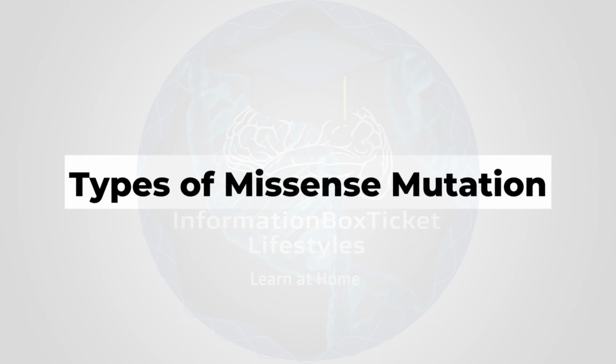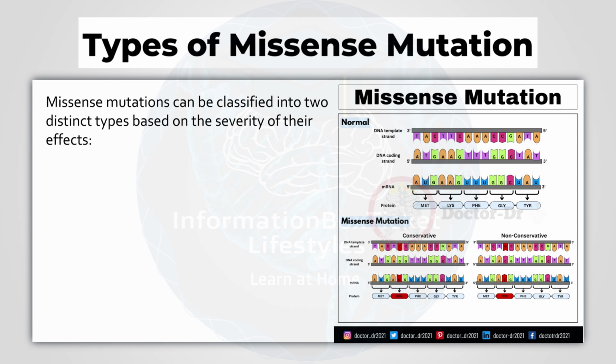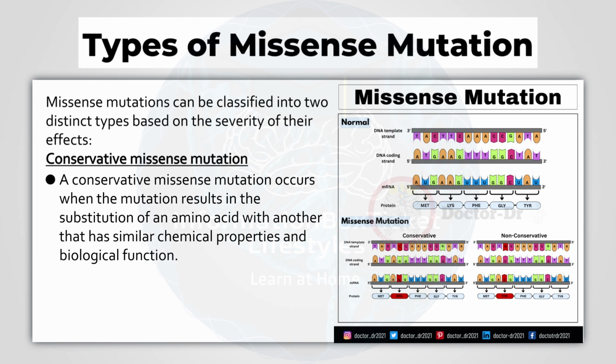Types of missense mutation. Missense mutations can be classified into two distinct types based on the severity of their effects: conservative and non-conservative mutations. Conservative missense mutation. A conservative missense mutation occurs when the mutation results in the substitution of an amino acid with another that has similar chemical properties and biological function.